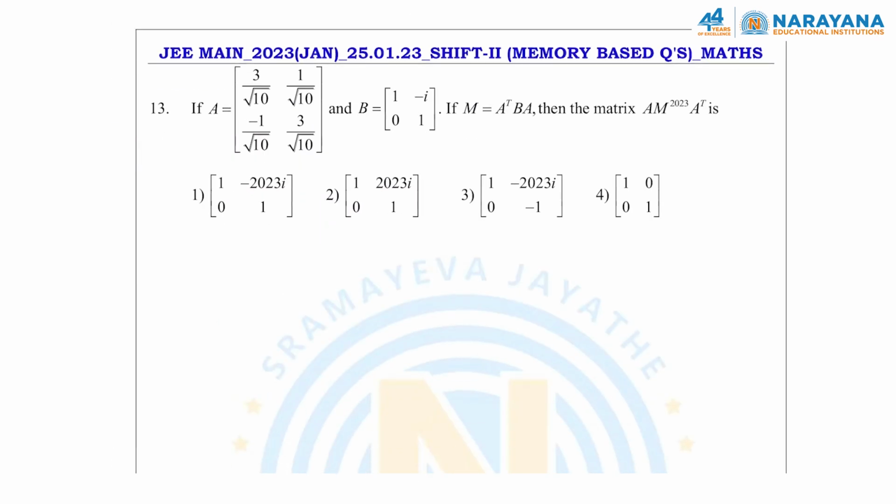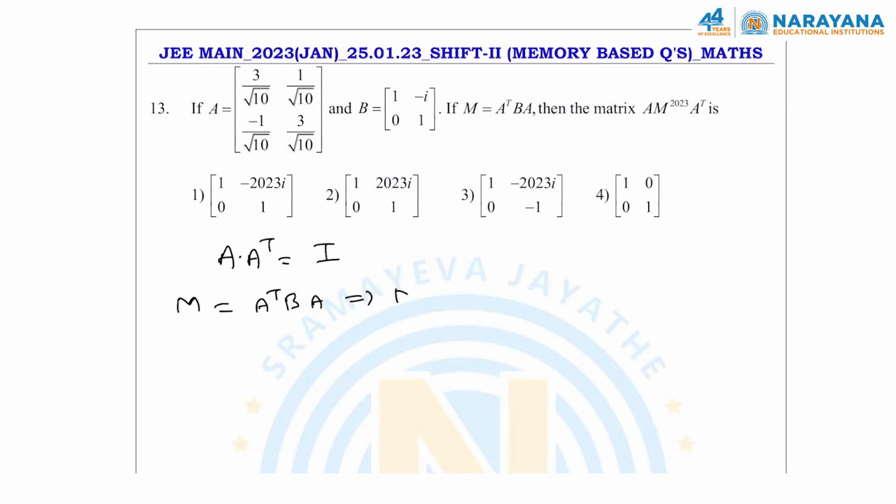13th question. Matrix A is given, matrix B is given, M is equal to A transpose B A, and this is a regular model. Whenever they give powers like this, definitely they will frame A such that A into A transpose will give you I. So if you find A into A transpose, you can calculate it as I. Now, what he has given is M equal to A transpose B A.